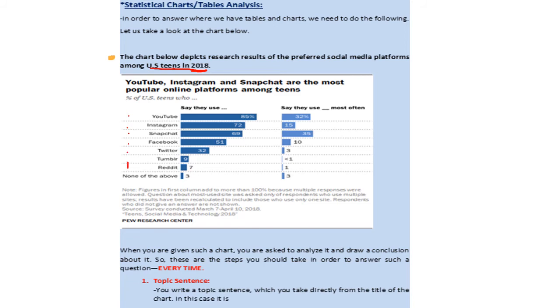Okay. Now, when you are given such a chart, you are asked to analyze it and draw a conclusion about it. So these are the steps you should take in order to answer such a question every time. The answer will be made of 3 parts, all in one single paragraph, okay? Topic sentence. Where do I get my topic sentence from? From here, and write it into the sentence, okay? The chart below depicts research results of the preferred social media platforms among US teens in 2018, full stop. This is the first part of my chart.